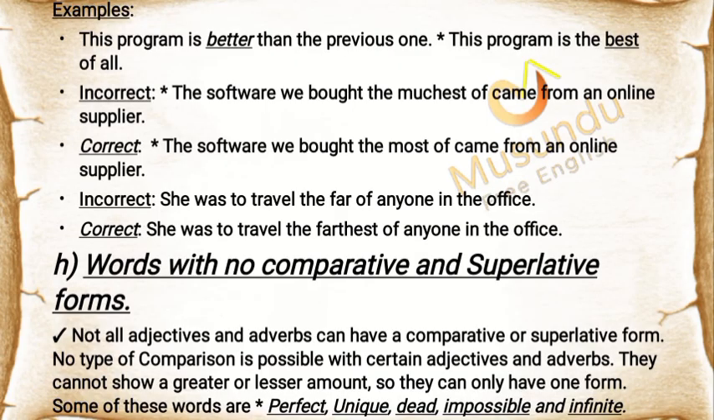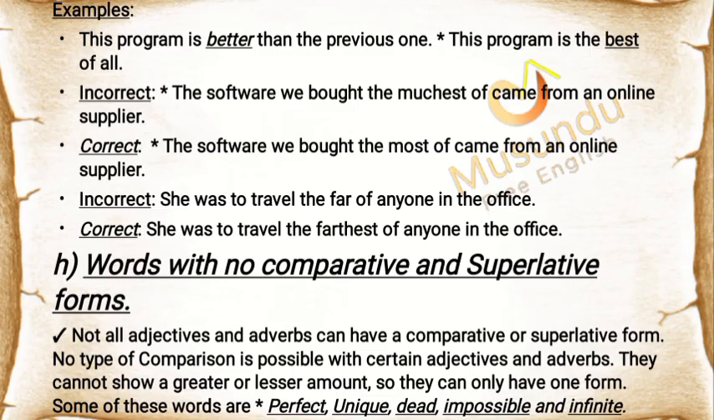H. Words with no comparative and superlative forms. Not all adjectives and adverbs can have a comparative or superlative form. No type of comparison is possible with certain adjectives and adverbs. They cannot show a greater or lesser amount, so they can only have one form.